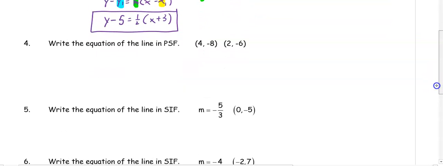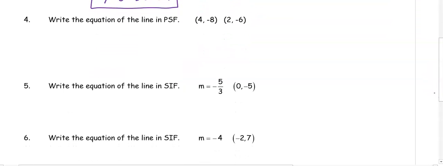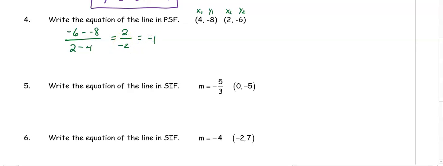In number 4, we want to write the equation in point slope form. The problem is we don't have our slope yet. So first we're going to find the slope. I'm going to use the slope equation. So we have x1, y1, x2, y2. So we would have negative 6 minus negative 8 over 2 minus 4. So that's going to get us 2 over negative 2, which reduces to negative 1. So our slope is negative 1. We can pick either point, so I'm just going to use the first point. So we would have y plus 8 equals negative 1 times x minus 4.